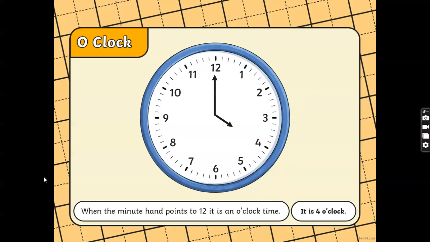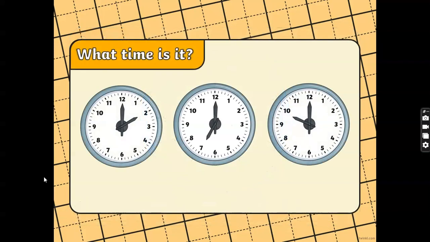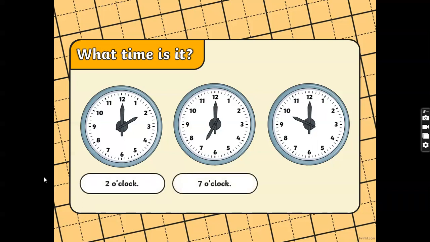So 4 o'clock. What about each one of these examples? Number 1. Can you read it? Yes, excellent. 2 o'clock. What about the second one? 7 o'clock. Great job. And the third one? 10 o'clock. Super.